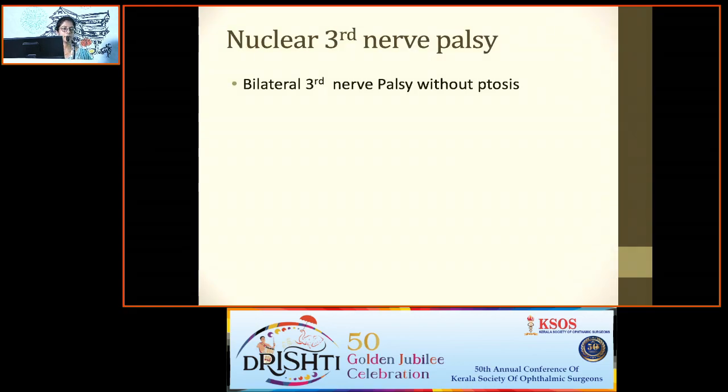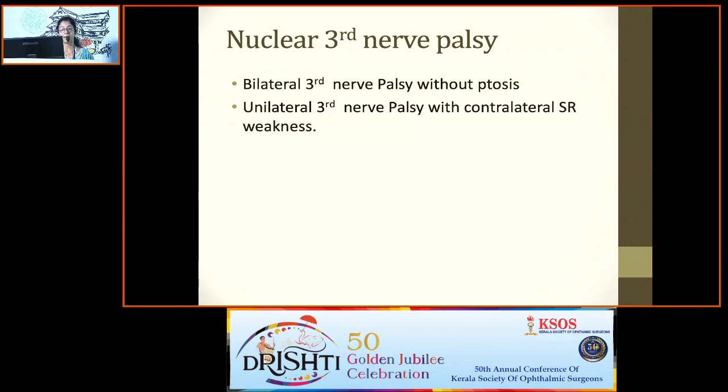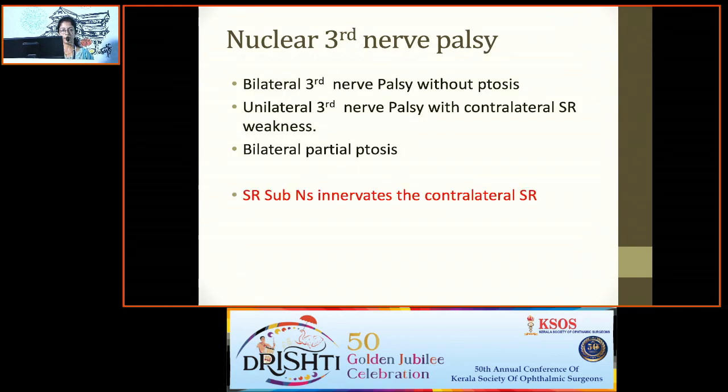Now, nuclear third nerve palsy. There are certain specific features to tell it is a nuclear third nerve palsy, like bilateral third nerve palsy without ptosis, or unilateral third nerve palsy with contralateral superior rectus weakness, or it can sometimes present as bilateral partial ptosis also, because of the peculiarity of the nucleus: the superior rectus subnucleus innervates the contralateral superior rectus, and the LPS subnucleus innervates bilateral LPS muscle.